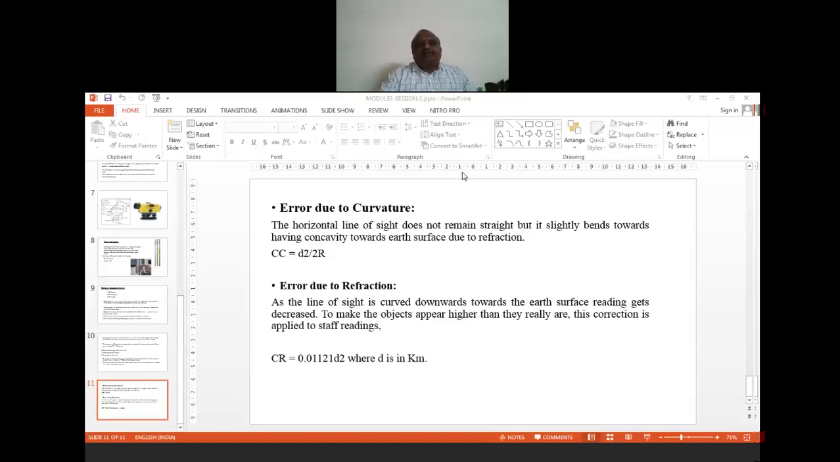And error due to refraction: a line of sight is curved downwards towards the surface, so the reading gets decreased, making the objects appear higher than they really are. This correction is applied to staff readings. That is, CR = 0.01121 D², where D is in kilometers.